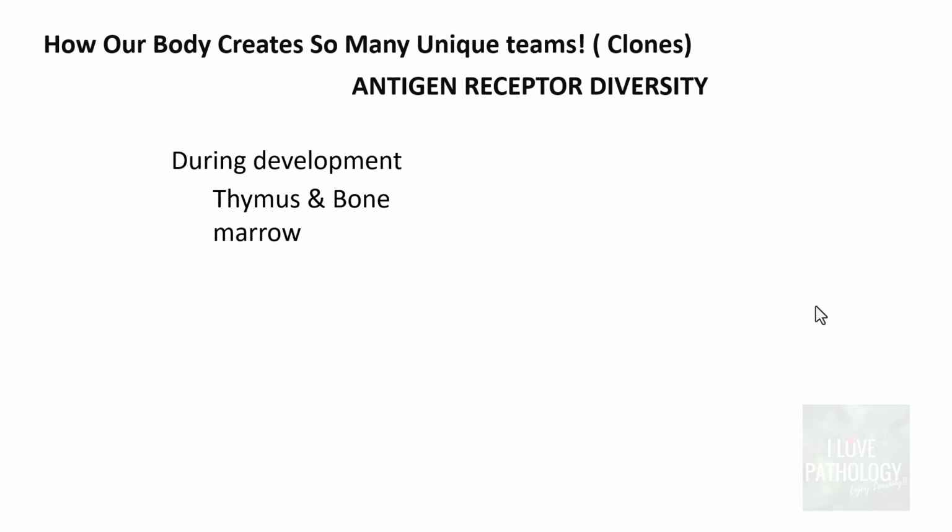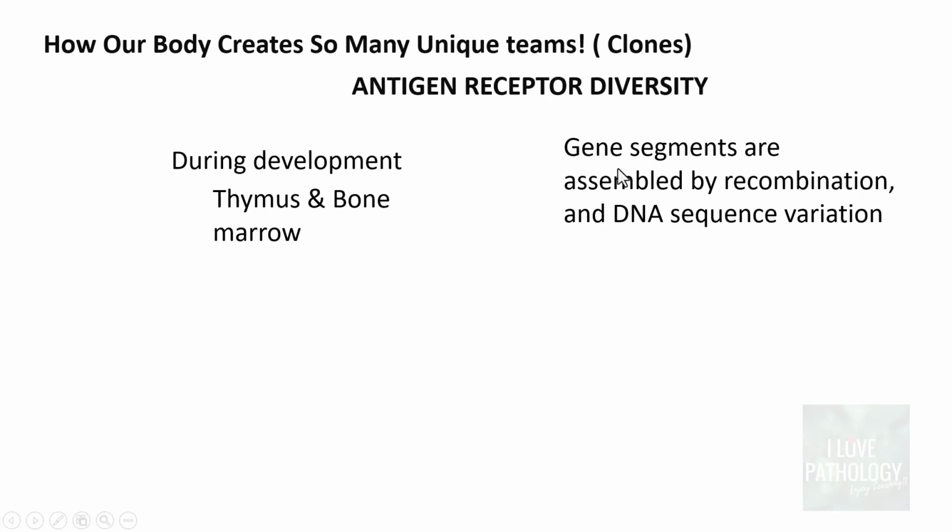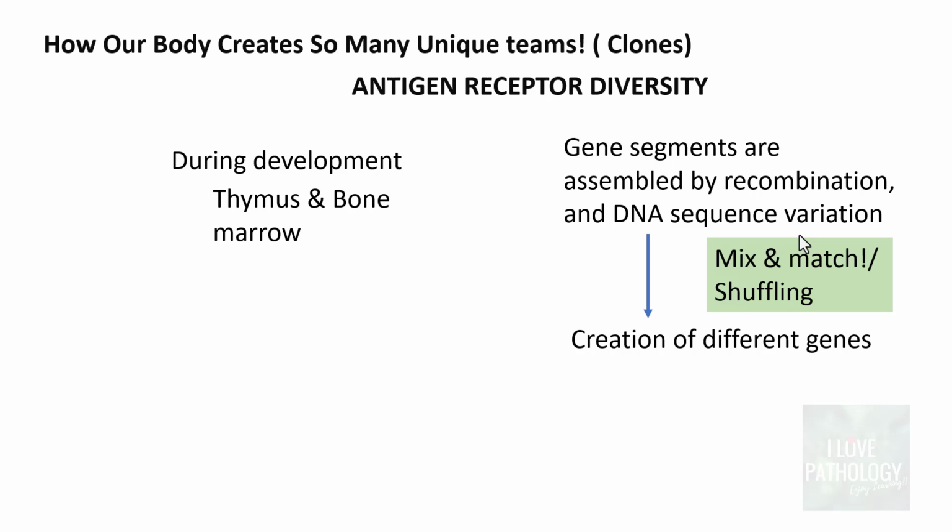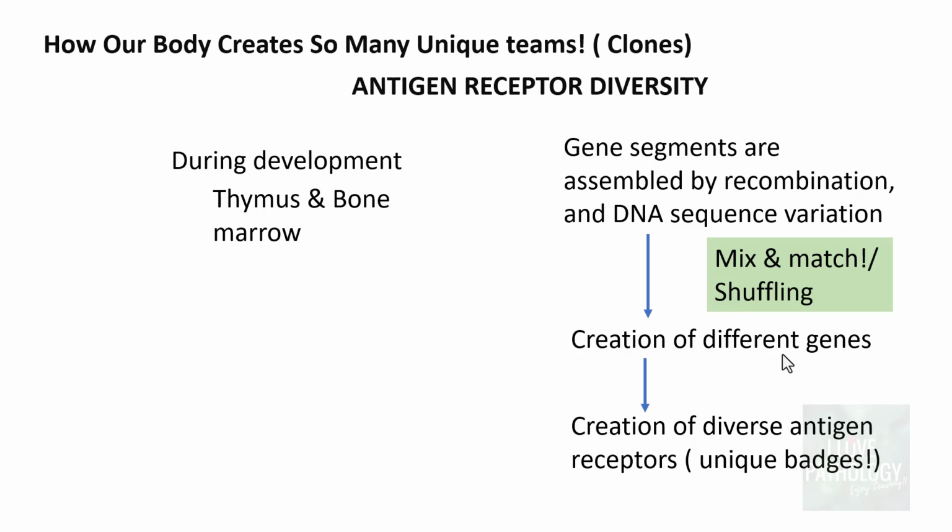During the development of these lymphocytes in the thymus and the bone marrow, the gene segments of these lymphocytes are assembled by recombination and DNA sequence variation. So the gene segments are assembled by this particular process, and there is a mix and match which occurs, a shuffling of these DNA sequences. Because of lots and lots of mix and match during the process of development, it creates lots of different types of genes, and that is what creates diverse antigen receptors.